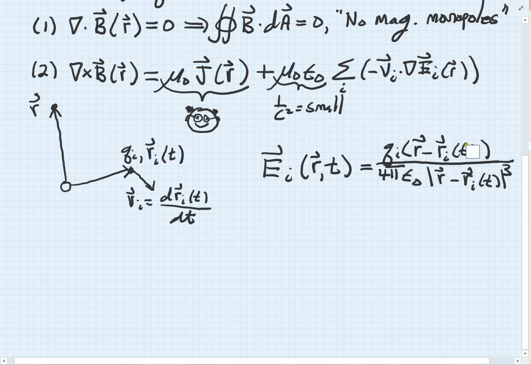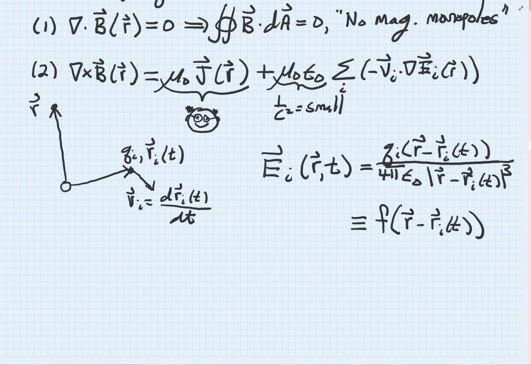As I've written it right now, though, this is quite a mouthful, or penful, to write down. So let me just define this right now as a shorthand. This is some function that we all know, and notice that the function itself is a function just of this difference vector between the location where I'm observing the field and this time-dependent location of particle i.